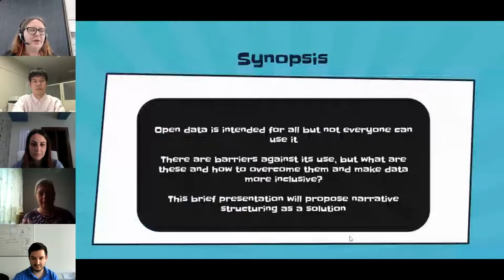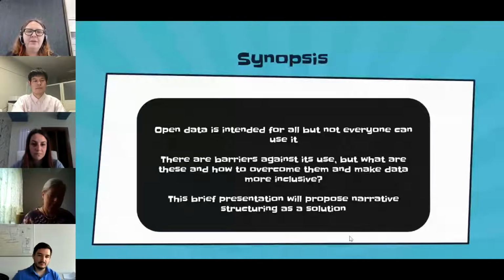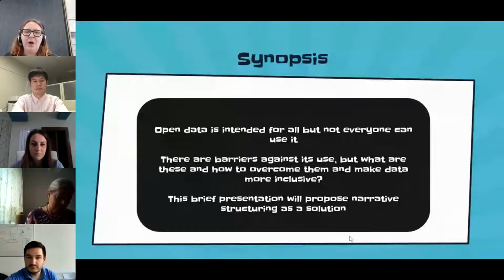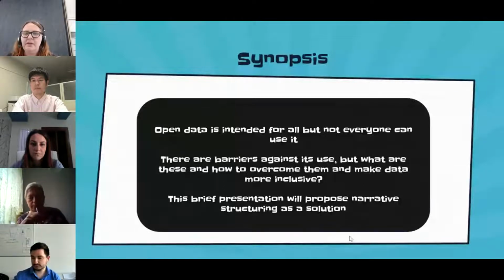I'm going to start with a brief synopsis of the talk, which is also going to be very short, so it's going to cover a very high level of the ideas. It's about how open data obviously is intended to be open and available to everybody, but that in fact is not the reality and not everyone can use it. And of course, there are many barriers against its use, some of which I will go into, but a lot can be found from the paper also. And a little bit about what they are, and then also how to overcome them and to make data more inclusive using narrative structuring as a possible solution.